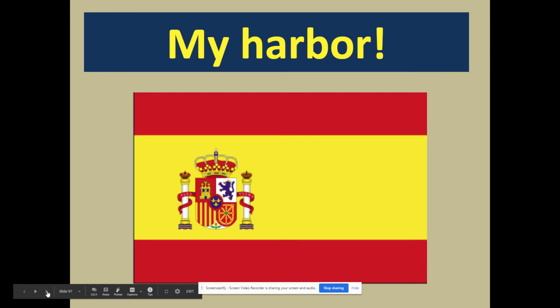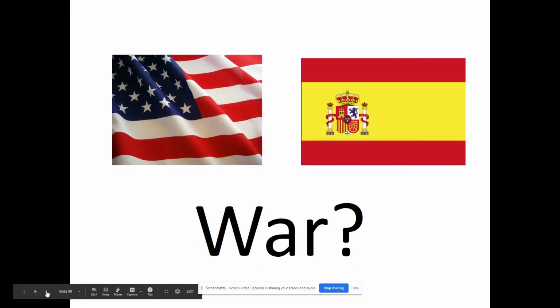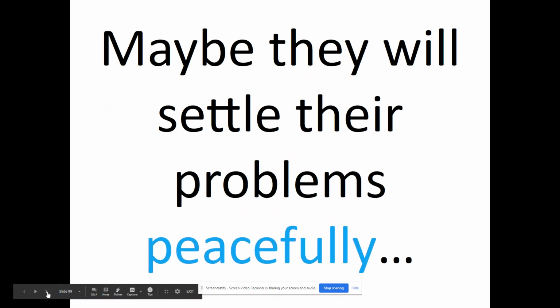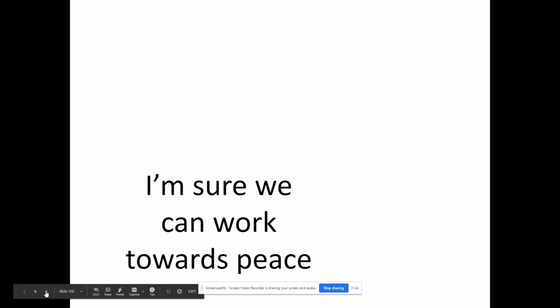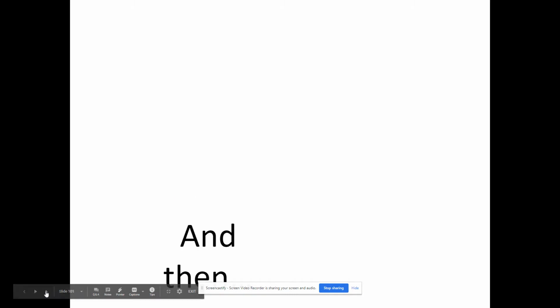Now, Spain's kind of like, this is my harbor. I own Cuba, you need to get out. Well, Spain and the United States definitely close to war. We were absolutely close with our military forces and aggravated. Now, I am an optimist by nature. Maybe they will settle their problems peacefully. Maybe they can hug it out, talk it out. Sure, these 2 intelligent powers can make it work.